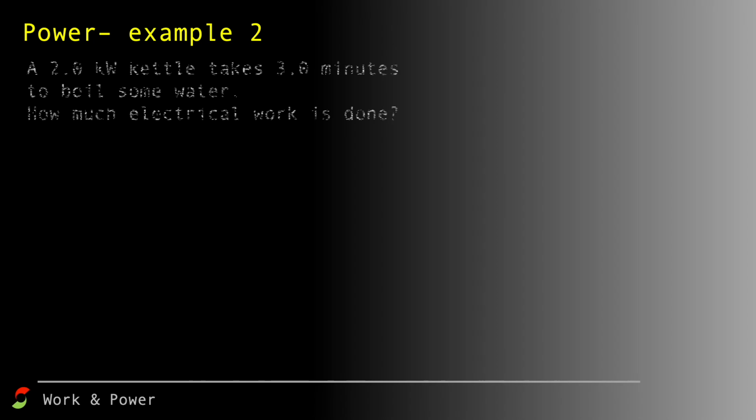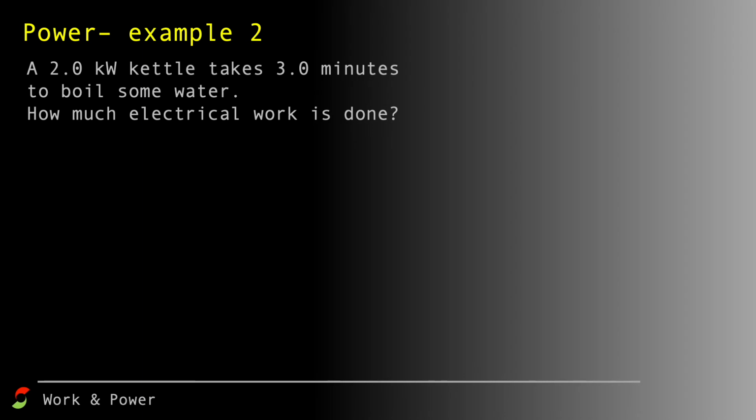Okay, second example, same 2 kilowatt kettle, but it's going to be on for 3 minutes to boil some water. Let's say to make a cup of tea, which I'm absolutely gagging for right now. And we're going to calculate how much electrical work is done here. So we can go straight in with our equation. We're trying to work out the work this time. So we're going to rearrange it for work is power times time before substituting the values.